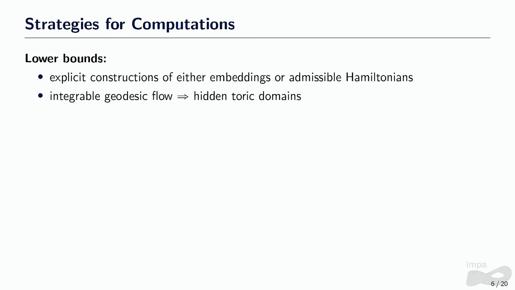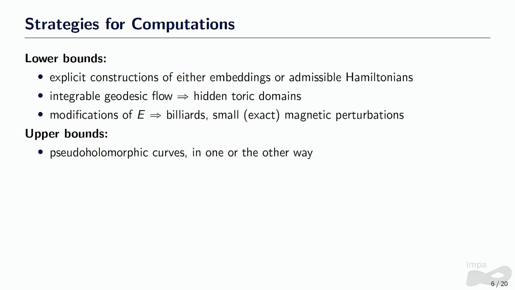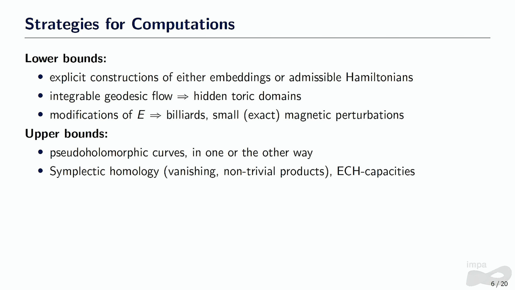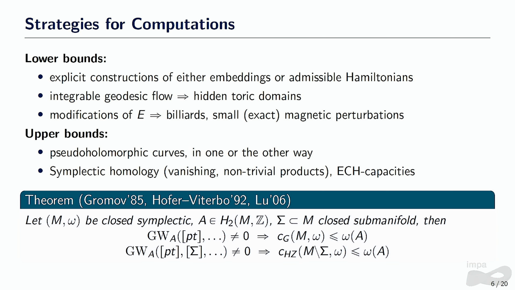And then for the upper bound, we always use pseudo-holomorphic curves in one way or the other. I will not get into it. This is an abstract black box for this talk. In the work by Vinicius and Brian, it enters with some sort of symplectic homology, or rather embedded contact homology. And for what I do, it enters in terms of non-vanishing Gromov-Witten invariants.